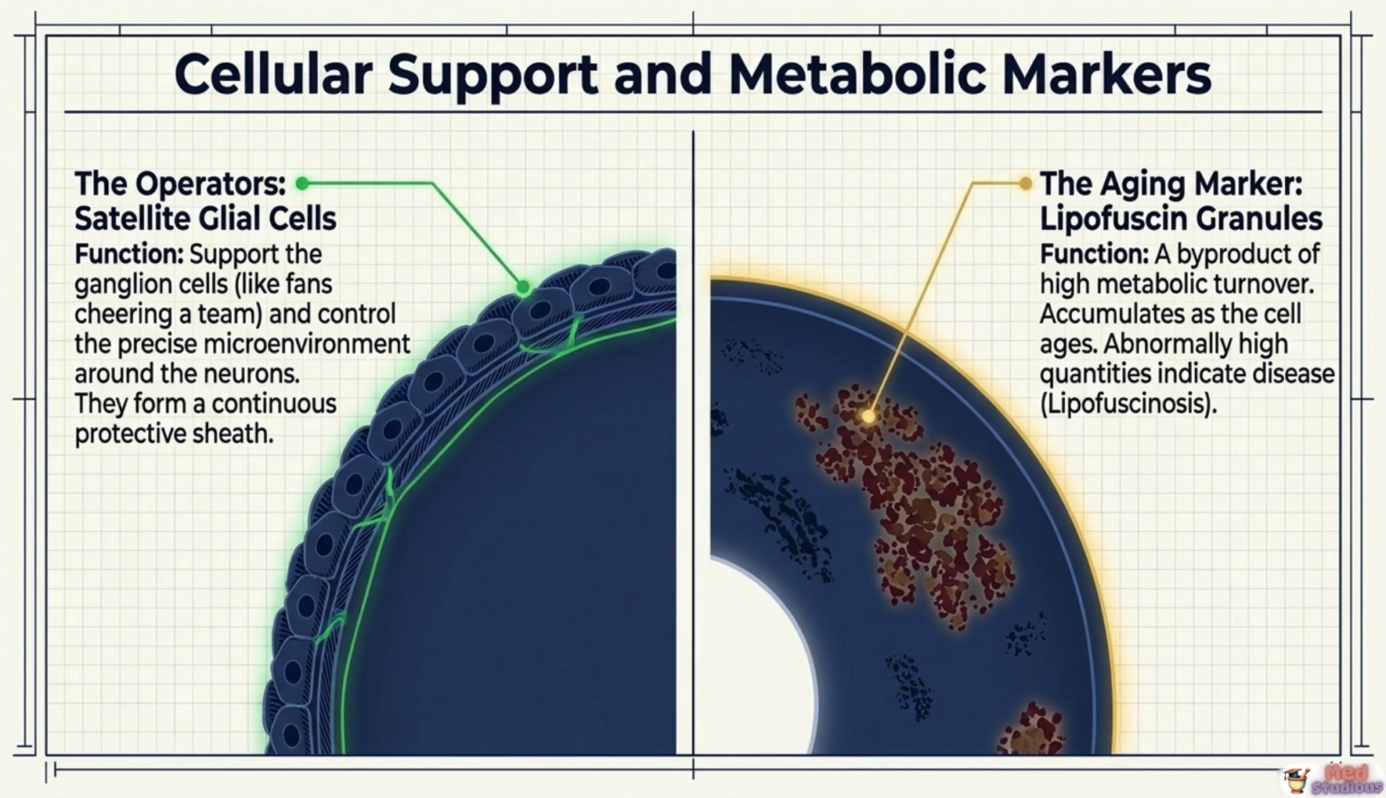However, a highly active metabolism leaves a trace. Let's look at the aging marker, lipofuscin granules. As the neuron ages, it accumulates lipofuscin, a yellow-brown pigment that is essentially a harmless cellular waste byproduct of high lysosomal turnover. While a small amount is a normal sign of an aging cell, an abnormally massive, widespread accumulation of these granules in a young patient is highly pathological, indicating a rare, degenerative lysosomal storage disease known as lipofuscinosis.